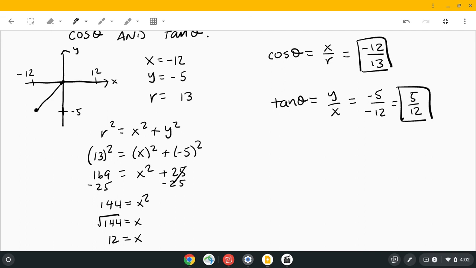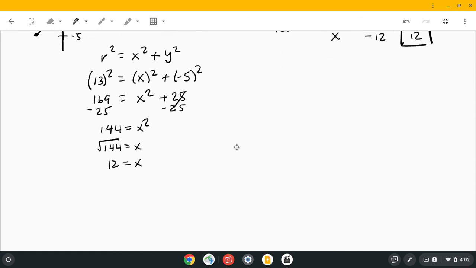Okay, so that's why I say draw this, just so that you can make sure that you have the correct signs for x and y. Make sure that they make sense. This part of the x-axis is negative. This part of the y-axis is negative.